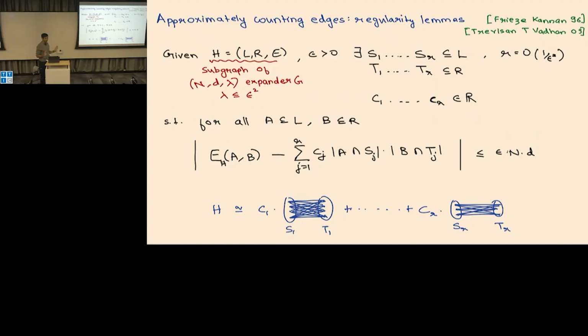Any questions about the statement? The sets S1 to SR, T1 to TR are known in advance. They only depend on the graph. They don't depend on A and B. That is crucial. So once you give me the graph, I can compute these sets S1 to SR, T1 to TR, and the coefficients C1 to CR. And so I can write down the second term just based on the graph, if I could compute the intersection sizes.